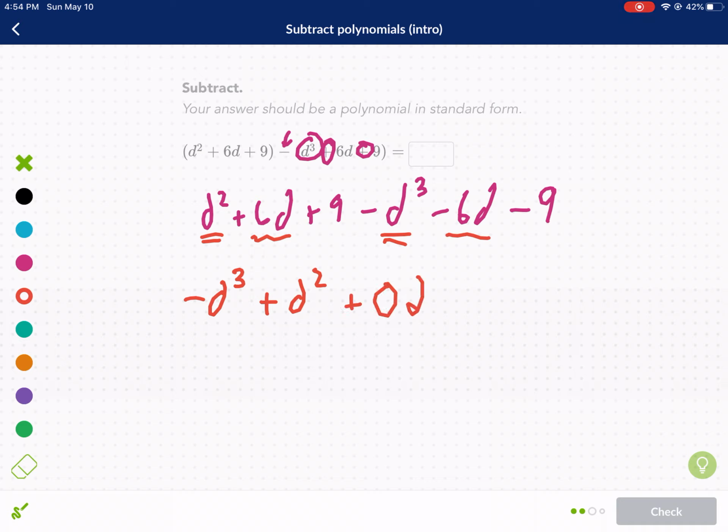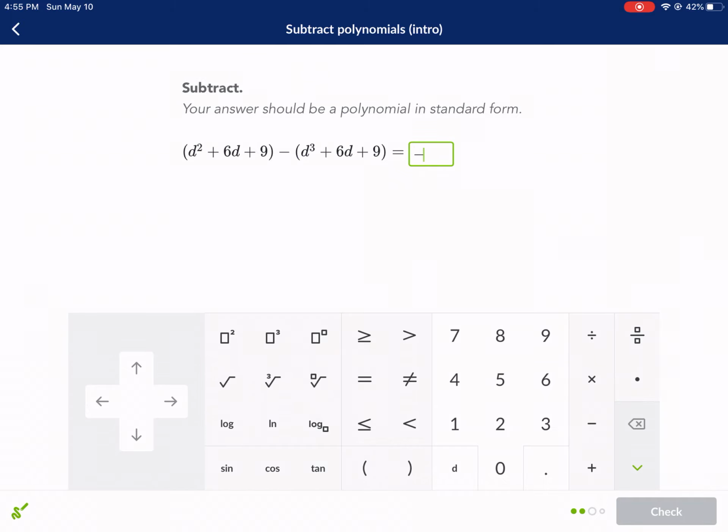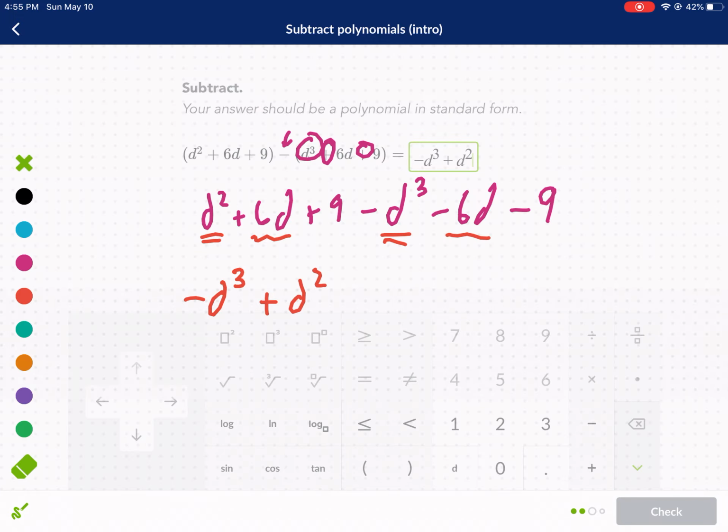You could write 0d, but honestly, I think it's going to confuse you. So anytime they cancel out, just ignore it. And then we have positive 9 and negative 9. Again, those are going to cancel out. So what's left? Negative d cubed plus d squared. I'm just going to check to make sure that's right. Negative d cubed plus d squared.